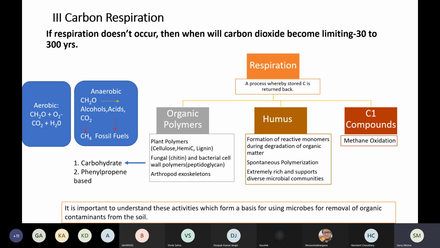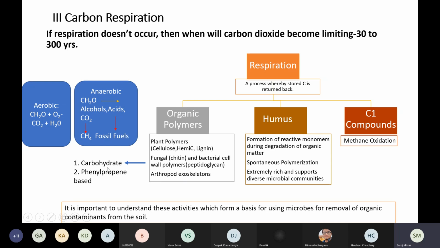Okay, so I hope all of these points are clear to everybody as to why, because all organic matter which is stored on Earth through CO2 fixation is either an organic polymer, or it is humus, or it is some C1 compound, which again needs to be broken down through respiration and CO2 returned into the environment. Now, these organic polymers which you see here are predominantly of two types.